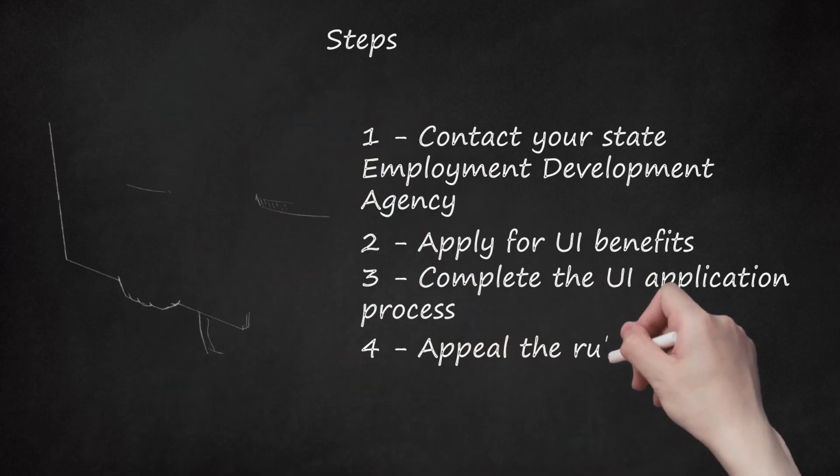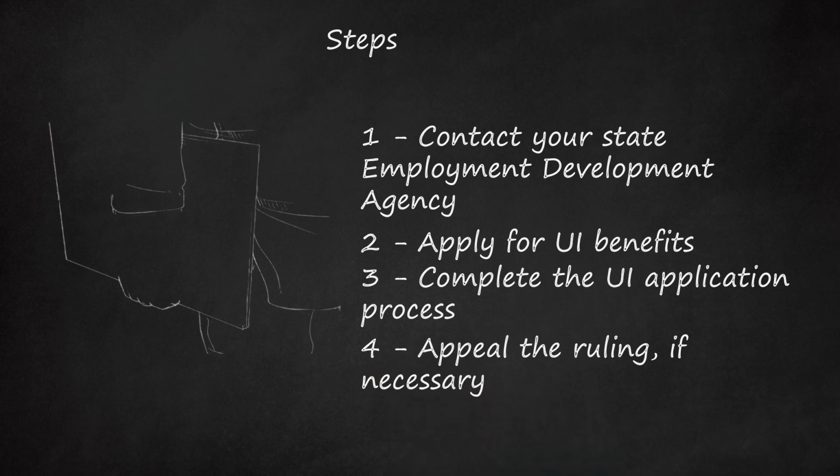Step 4. Appeal the ruling, if necessary. File an appeal within 10 to 30 days of the ruling, depending on the state. Check your state's requirements to be absolutely sure. You'll be able to present evidence that your claim should have been granted. Your former employers will be given a chance to attend and present evidence as well. You may bring evidence or witnesses to the appeal hearing to support your claim.